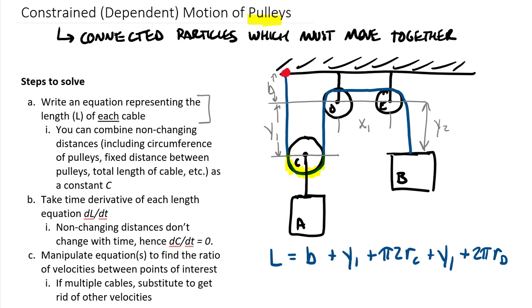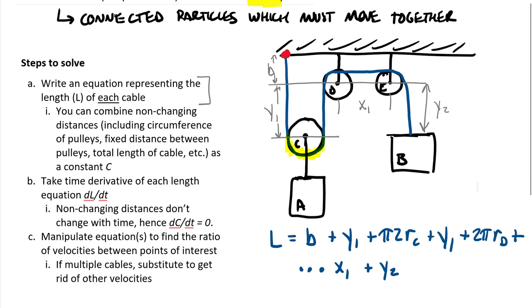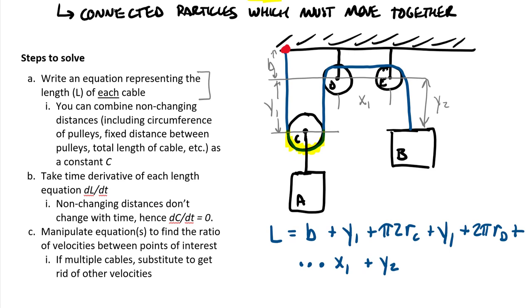I'm going to come down to the next line. So coming down to the next line, we have the horizontal distance, can't forget that one, x1 plus y2. Okay, so that gives me all of my different distances. Now, one thing that we can notice is that there's a number of these distances that, no matter where block A is and where block B is, will be exactly the same. Okay, so they are not changing.